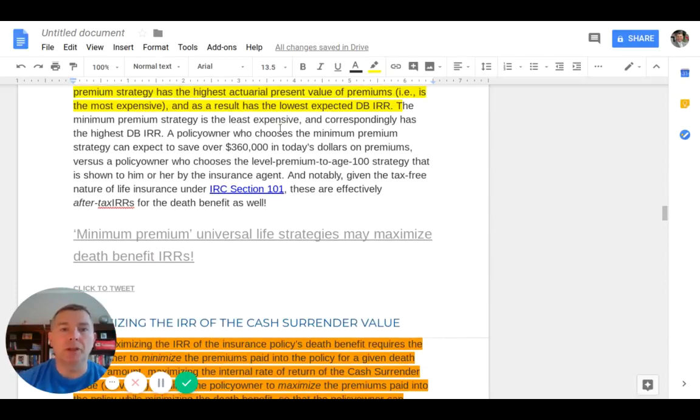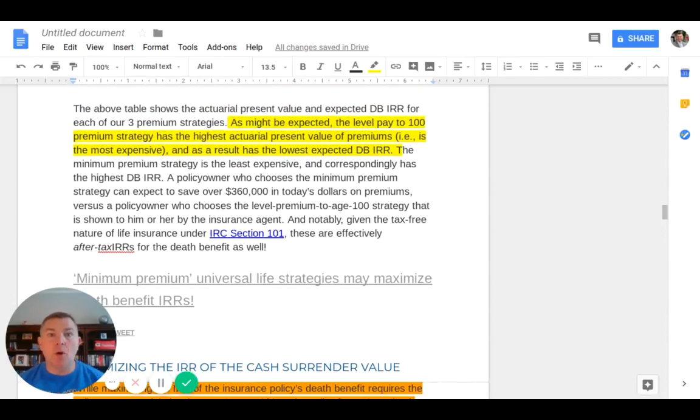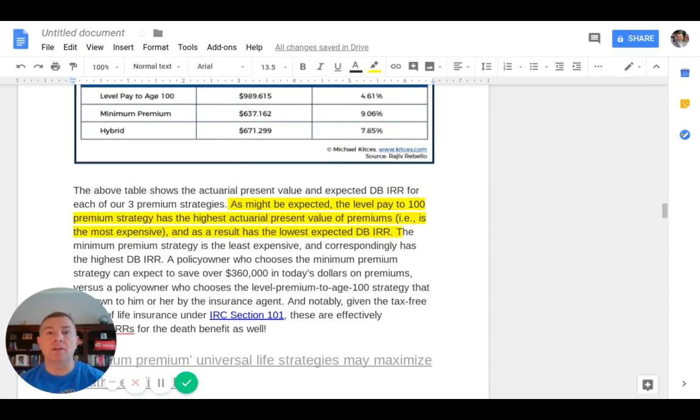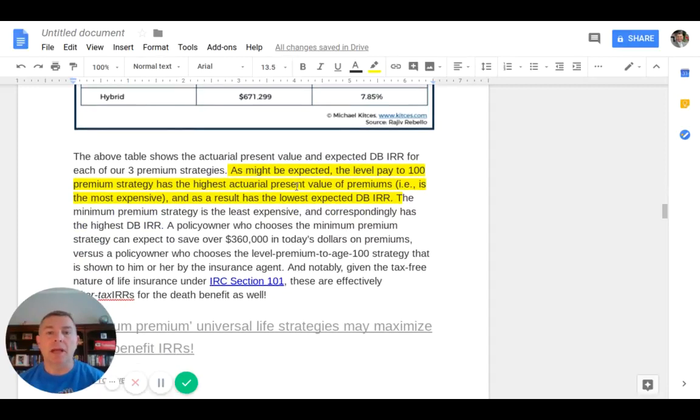All right. So I want to read this. A policy owner who chooses the minimum premium strategy can expect to save over $360,000 in today's dollars on premiums versus a policy owner who chooses the level premium to age 100 strategy that's shown to him by the insurance agent. And notably, given the tax-free nature of life insurance, these are effectively after-tax returns, which would just increase the expected rate of return. But I do like the minimum dollars versus the level premium to age 100 strategy that's shown to him by the insurance agent, because the insurance agent gets paid on the first year premiums. Make the first year premiums higher, the insurance agents get paid more.